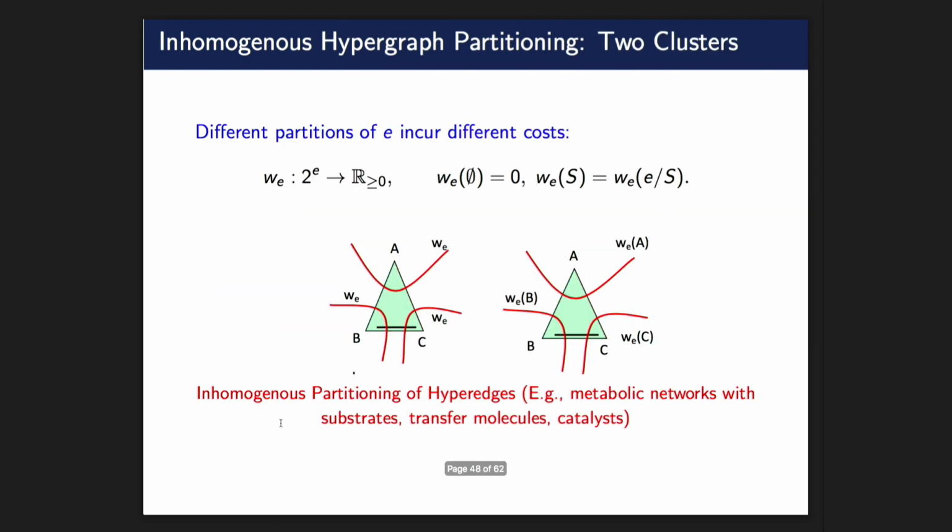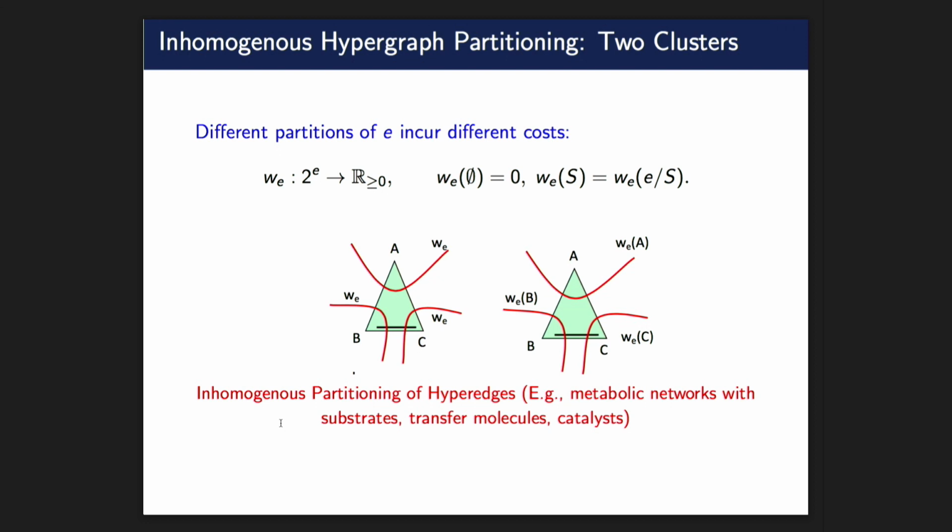And this brings you to the notion of a completely new clustering paradigm, which is called inhomogeneous hypergraph partitioning. And here you're assuming that not all partitions of a hyperedge are equally rewarded or penalized. And you can think of an example where you have a metabolic network and 2 of the entities in a motif are metabolites, another is, for example, a control element or a transfer molecule or substrate.